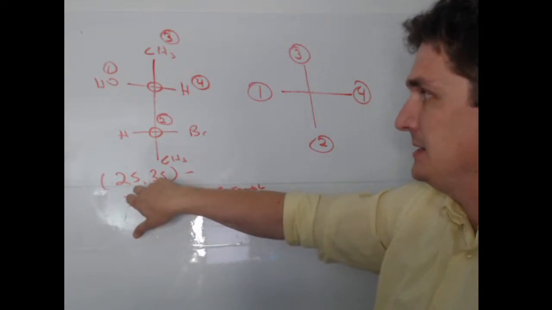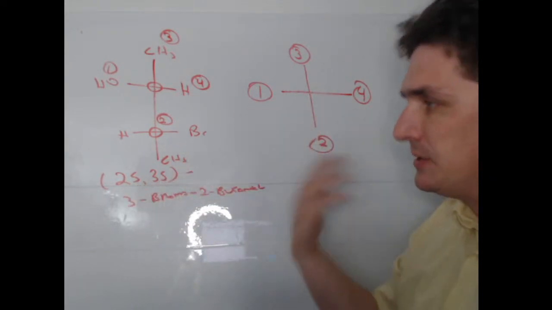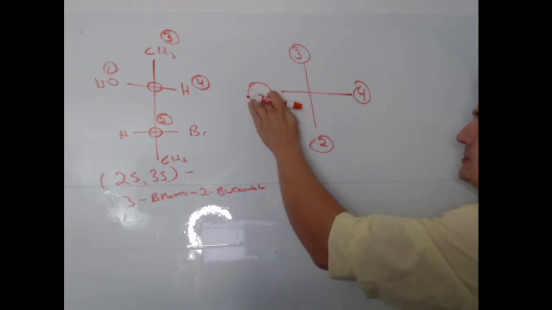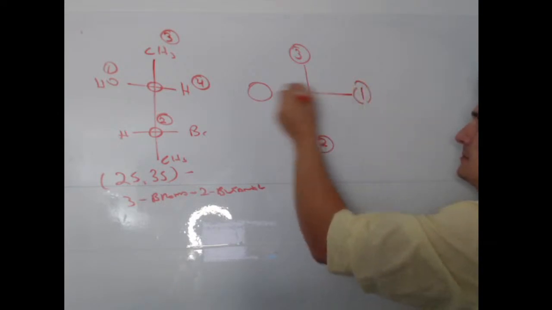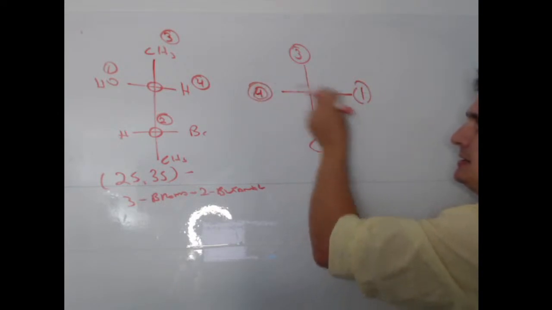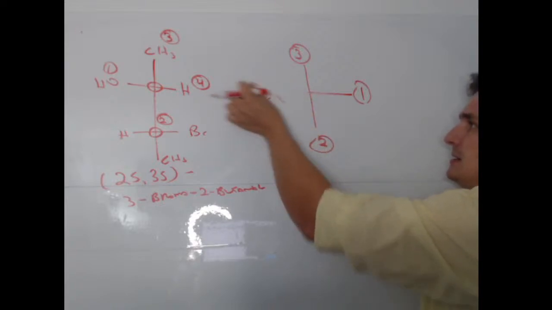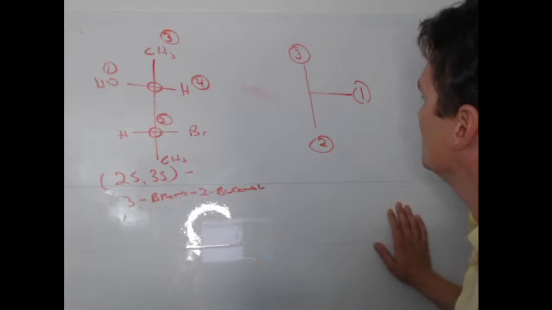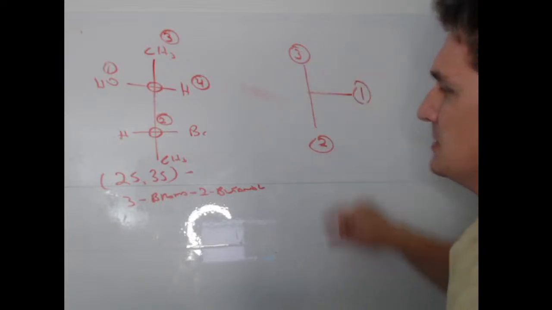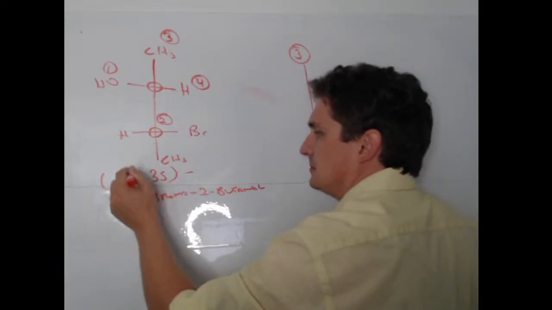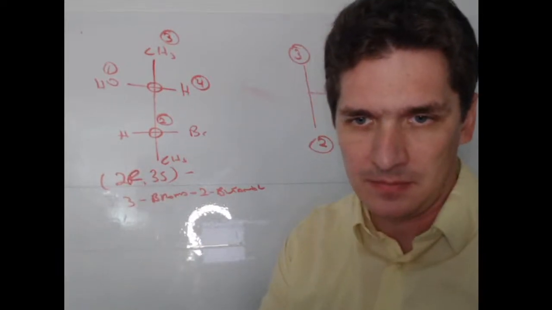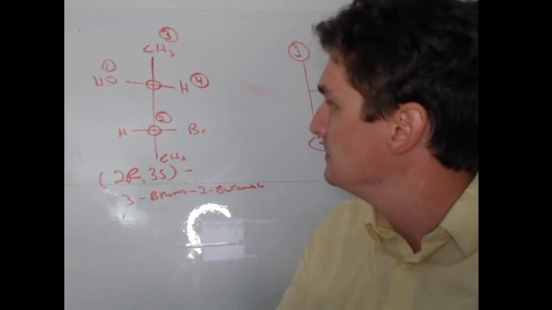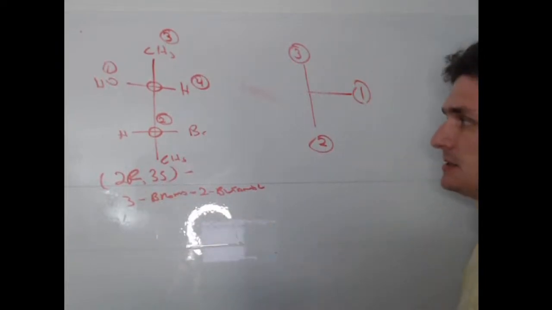We know it's supposed to be S, but let's prove it. Let's not just accept it as S. From the Fisher projection, the easiest thing to do is swap the lowest group, the 4, with the highest group. So we flip the oxygen to the other side, and then erase the lowest priority group. Watch this assignment be wrong. That's actually clockwise. That's probably supposed to be 2R. Unless I drew the Fisher projection wrong, which wouldn't surprise me. So I'm actually getting 2R, not 2S.